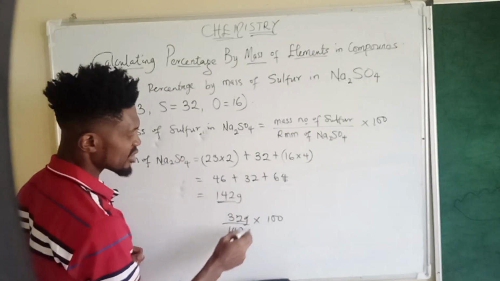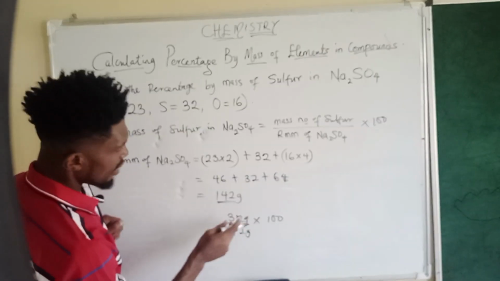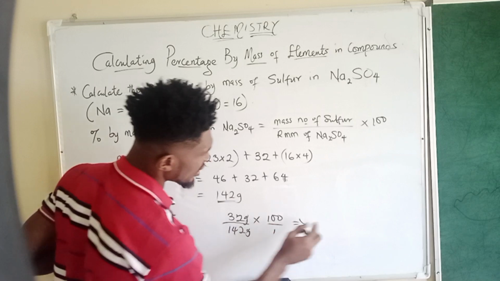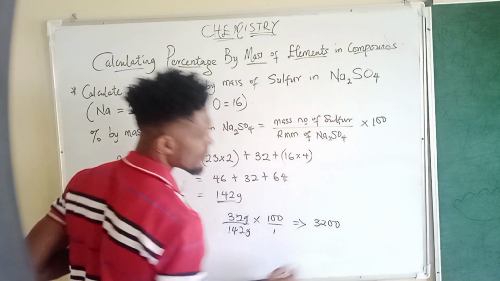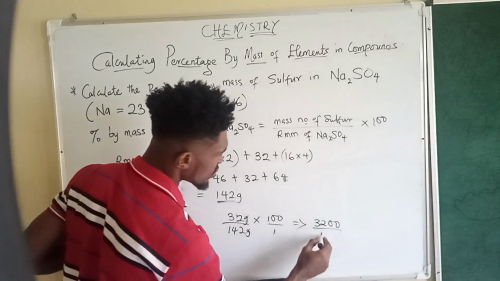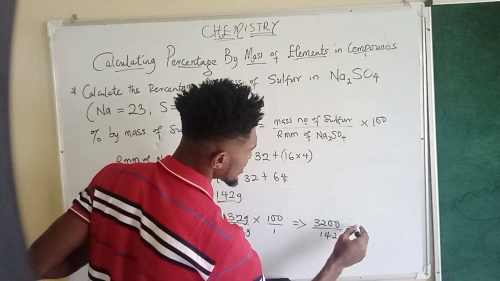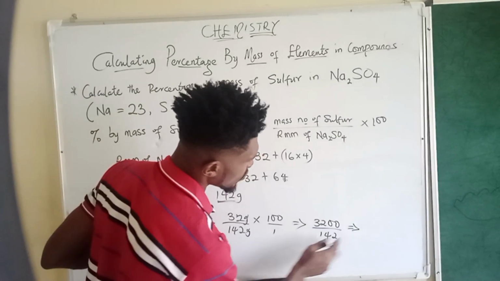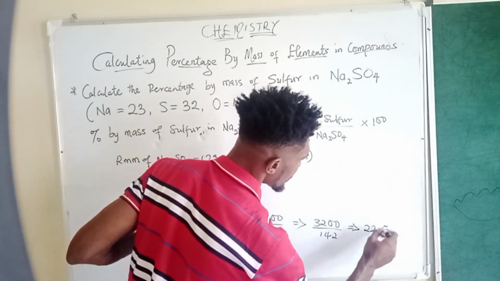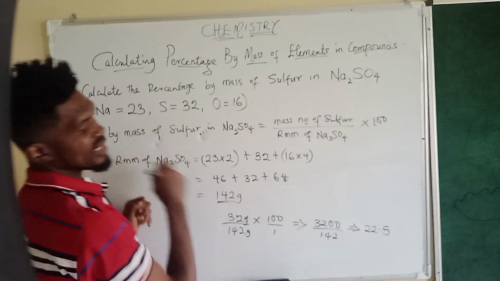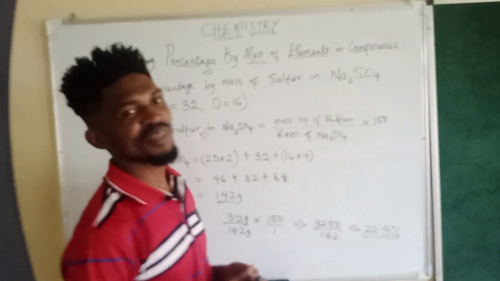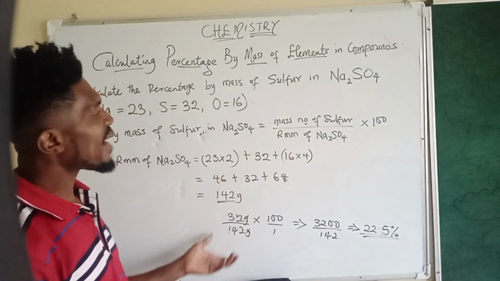Now, gram will cancel gram, of course. We have 32 times 100, let's make this a fraction as well. So let's do it this way. 32 times 100 is what? 3200 over 142. If we divide this, we should be getting 22.5. So since we are calculating a percentage, our answer is 22.5%.